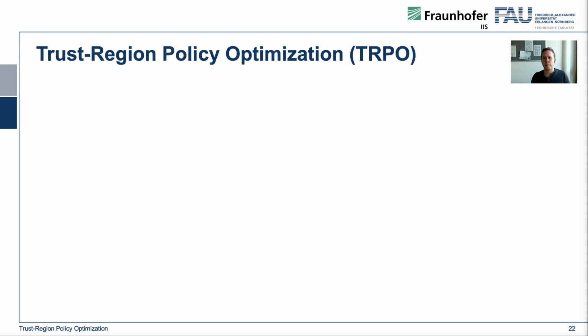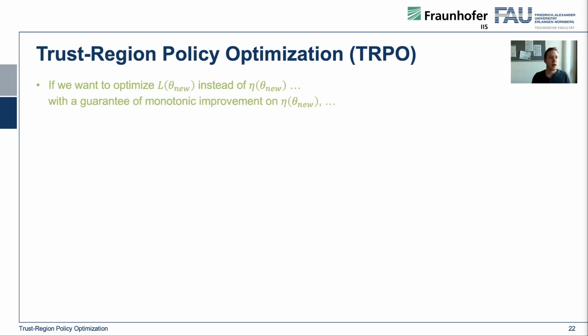Okay, so if we want to optimize our surrogate function L instead of our real expected return eta, with a guarantee of monotonic improvement on eta, we need the bound. So we need to bound our updates somehow so that we can guarantee this monotonic improvement and not degrade our policy.